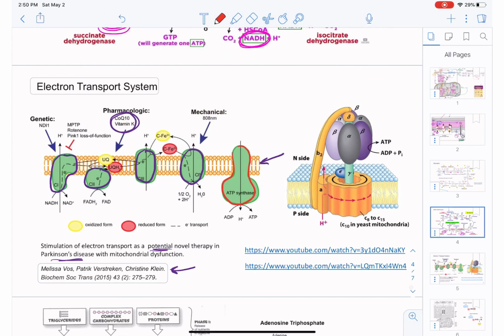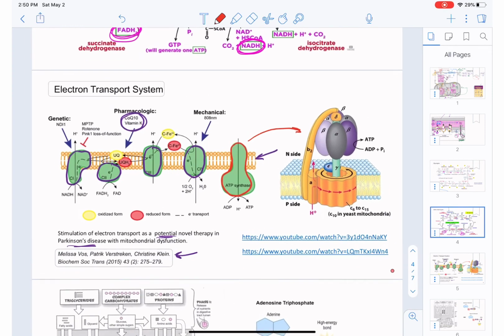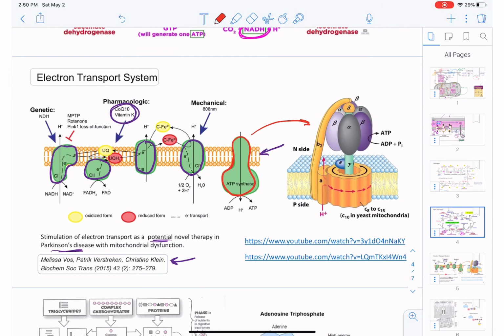Here's our ATP synthase enzyme. And this is a much more detailed picture of what this ATP synthase enzyme works like. And if you're interested in learning more about how that actually works, here's a couple YouTube videos that have some video about how that enzyme is actually working.